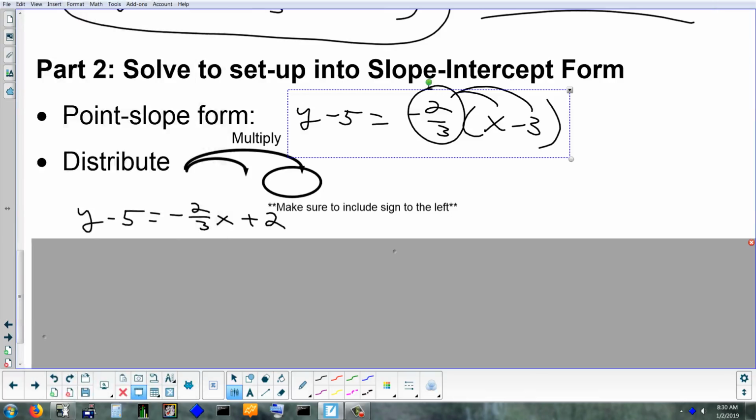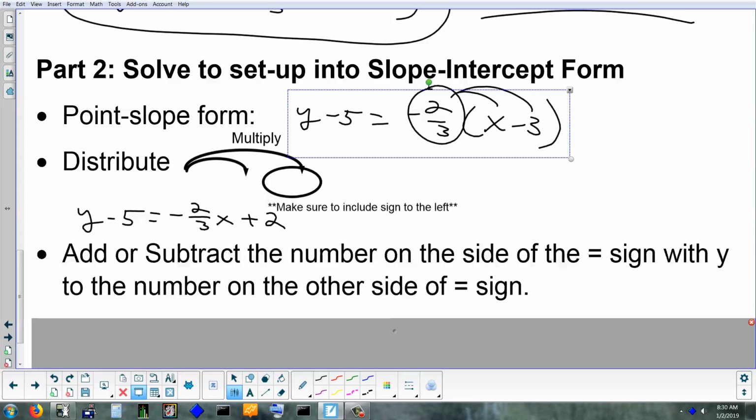Point slope always has what by itself? Y. So the last thing we got to do, we got to get rid of that negative 5. Add 5. Now, whether or not you add or subtract, that's going to depend on the problem. You always do the opposite operation.